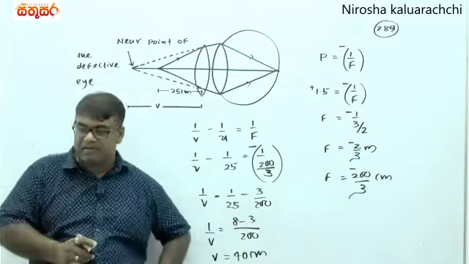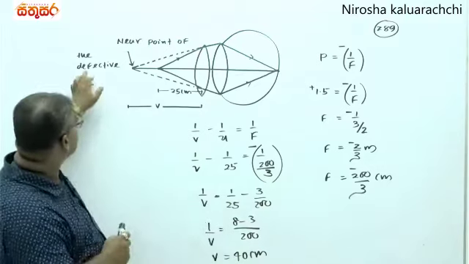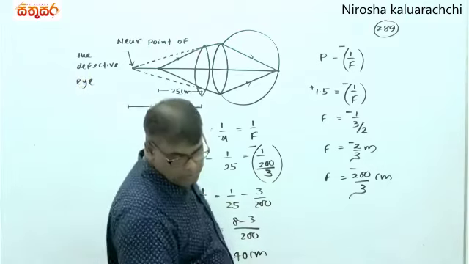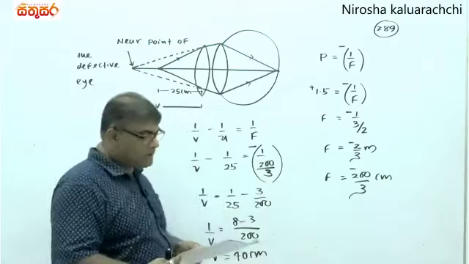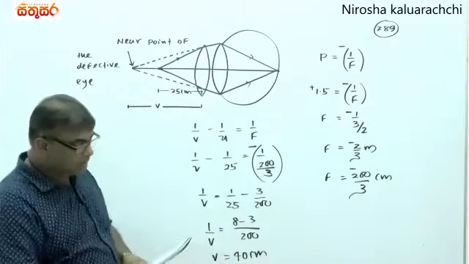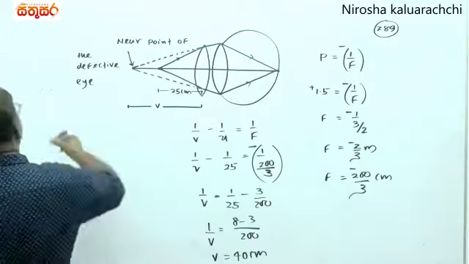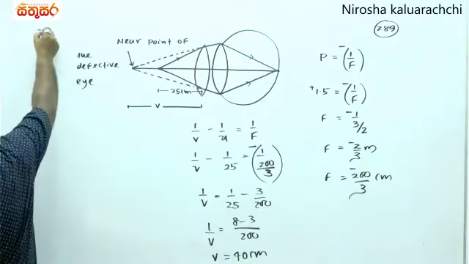This is the least distance of the defective eye. So find the near point of the defective eye. Answer 40 centimeter, right? Complete the answer. Next, 290.